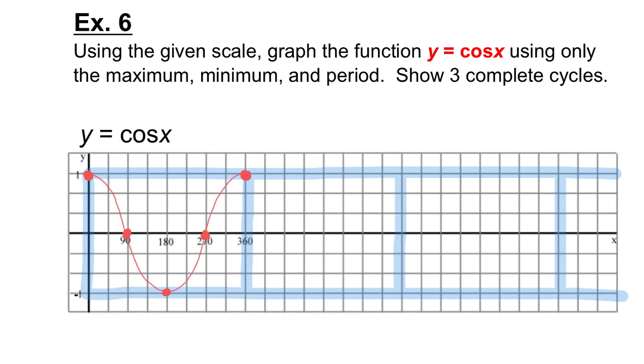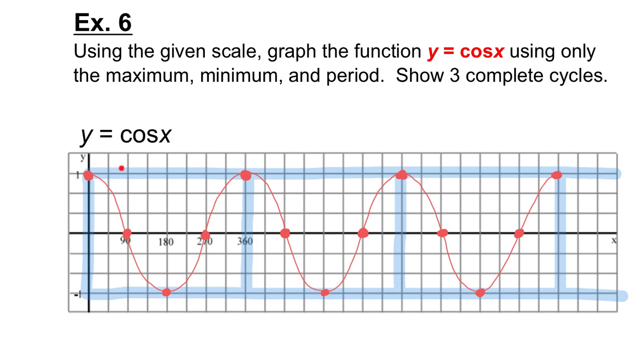So this is how one complete cycle of y equals cos x looks. Now you can duplicate that process to make the other 2 complete cycles. So there you have it, 3 complete cycles, and it didn't take me very long.